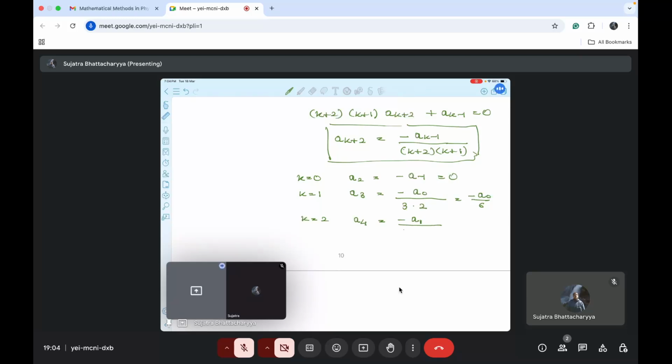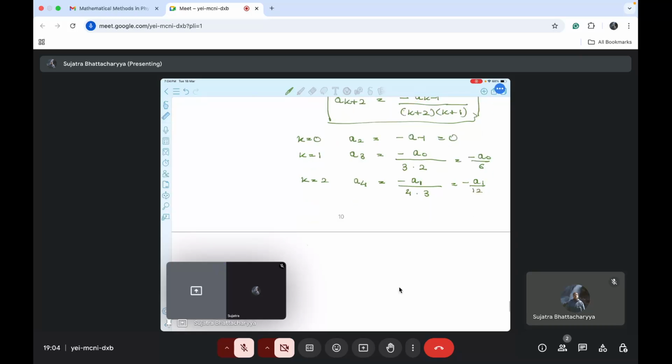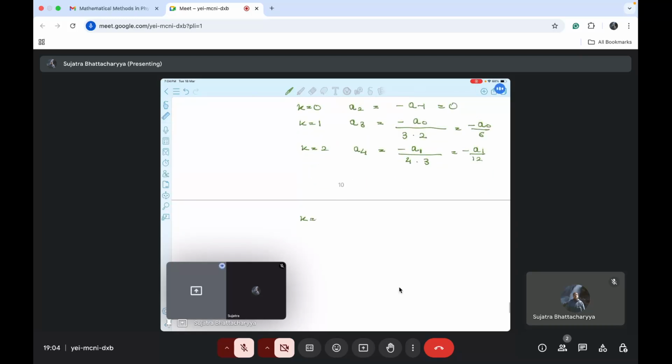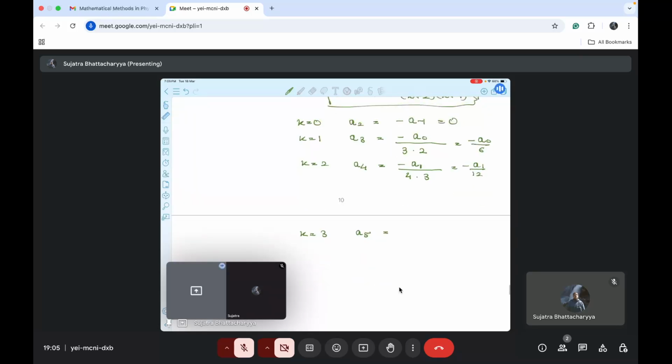And you have 2 plus 2, 4, 2 plus 1, 3. Right? So it will be minus a1 by 12. Okay, next k is equal to 3, which is a5. Let's see what happens. So it will be definitely minus a2. So whatever it is, a2 is 0, so it will be 0.